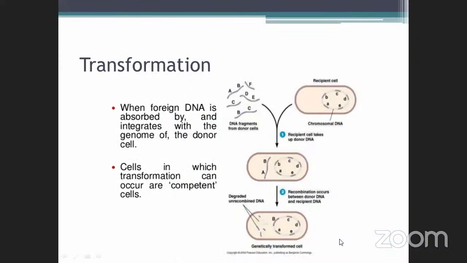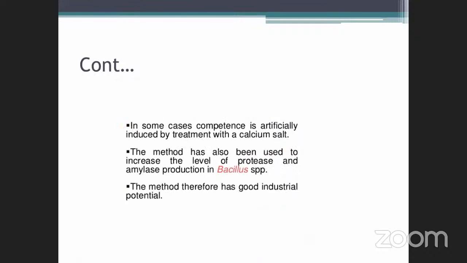When foreign DNA is absorbed by the cell and integrates within the genome of the recipient cell, the cells in which transformation can occur are known as competent cells. Generally such competent cells are genetically transformed and able to produce a certain product. But sometimes the product produced by the transformed cell is degraded inside the cell and not transferred outside the cell. So this is one drawback also.